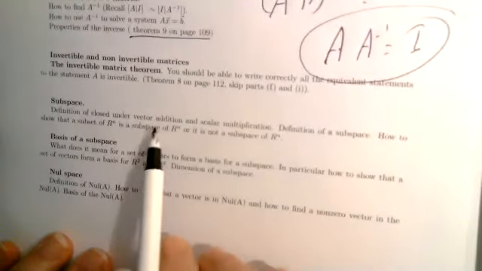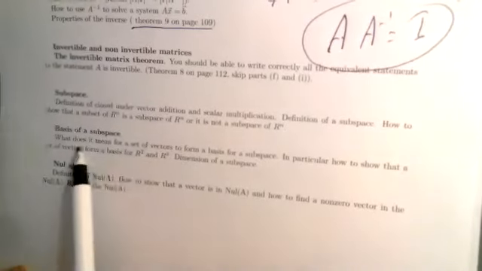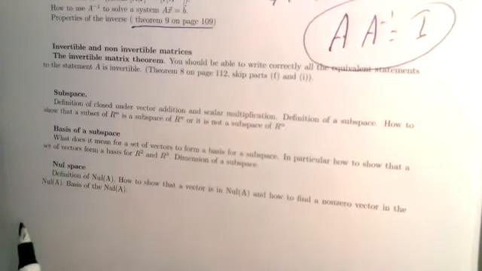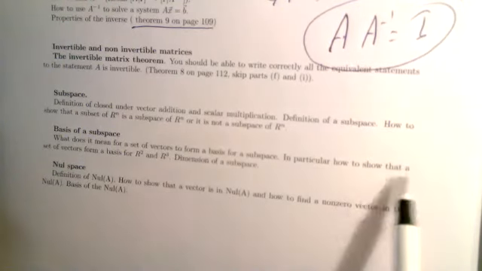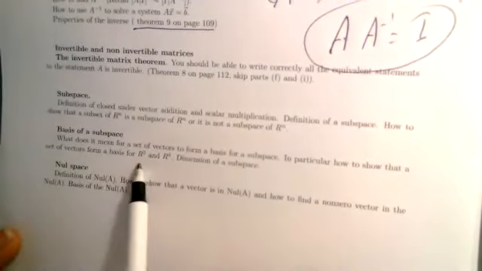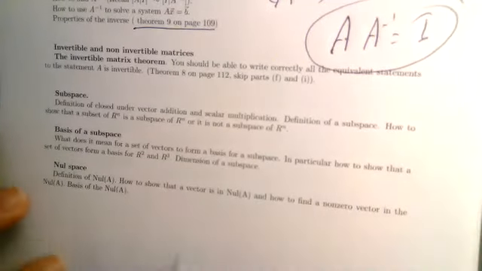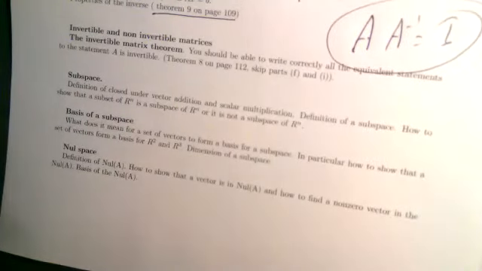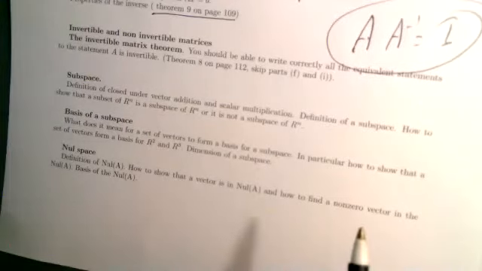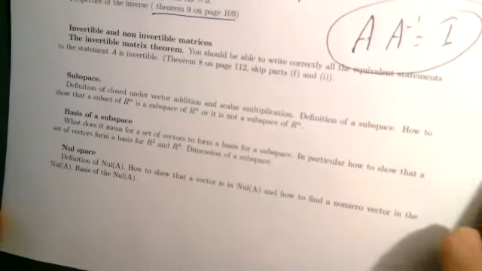Now subspaces that we've been working with, basis of a subspace, and in particular, how to show that a set of vectors forms a basis for R2 or R3, because these are the easiest subspaces that we have. Dimension of a subspace, don't confuse the dimension with the basis. Dimension is a number, nothing more, nothing less. It's a number that represents how many vectors are in the basis of the subspace. And finally, the null space.